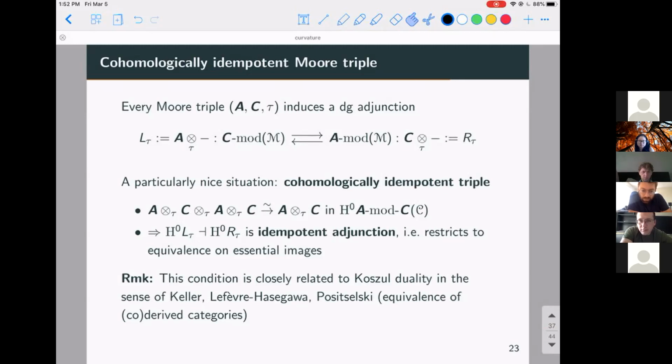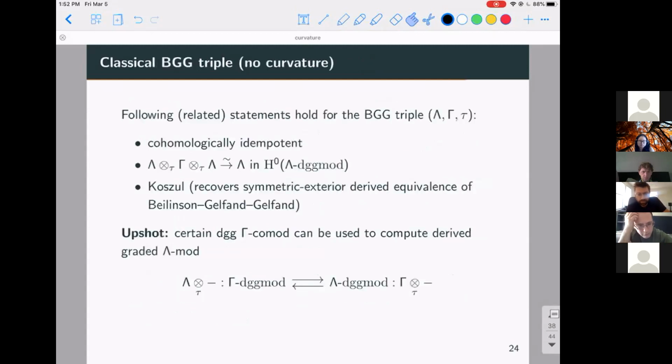Okay, so this idempotence seems to be an especially clean way of trying to at least approximate Koszul duality when everything is curved. It's hard to talk about the right category. So applied to this BGG example, this phenomenon really does recover the classical symmetric-exterior derived equivalence of BGG.